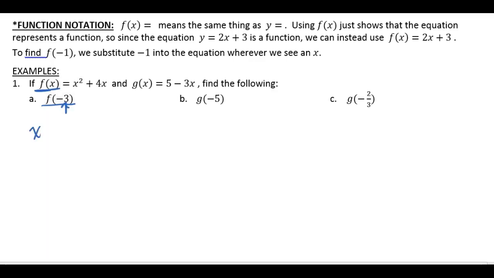So I'm going to take my equation, which says x squared plus 4x, and I'm going to put in negative 3 for x. Well, negative 3 times negative 3 is a positive 9. 4 times negative 3 is negative 12. So that gives me a negative 3.